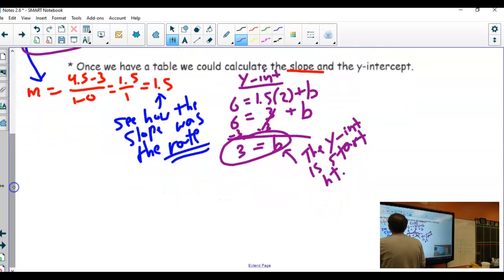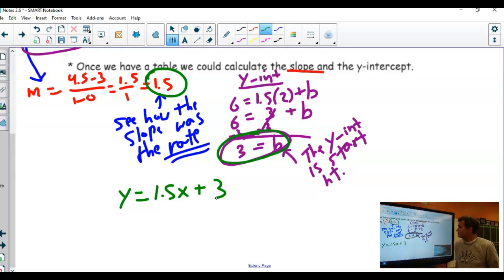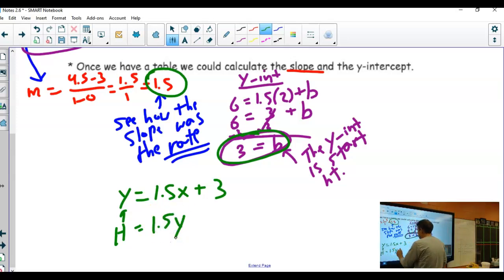All right, so now that you know your slope, which is 1.5, and you know your y-intercept, which is 3, you can write the equation for this in slope-intercept form, right? So it would be y equals 1.5x plus 3. Except we don't want to use those variables because they told us that the y was actually h, the height of the tree. That's what I'm actually calculating. And this x is actually a y, which is the years it's been growing.